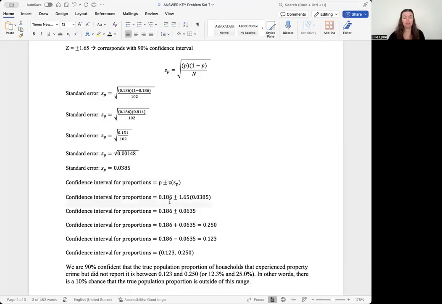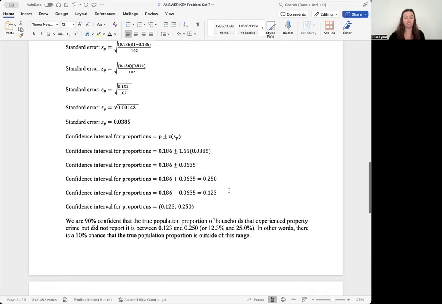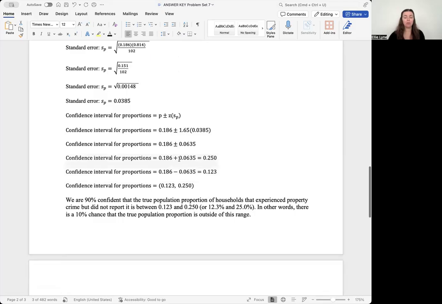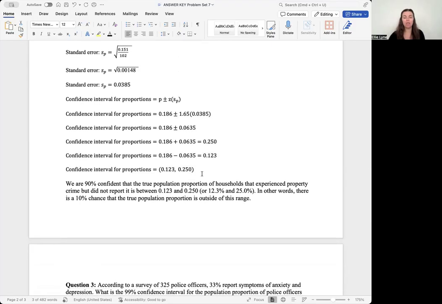So when I do that, I can take 0.186 plus or minus 1.65 multiplied by 0.0385. Here's me working through the next couple of steps in terms of the math. Again, recall that you have to both add and subtract this value because we are creating an interval, or a range. And so our total confidence interval for proportions in this problem is 0.123 to 0.250. If you stopped here, you successfully completed steps 1 through 3, but again, we have to interpret our results within the context of the problem, or step 4.